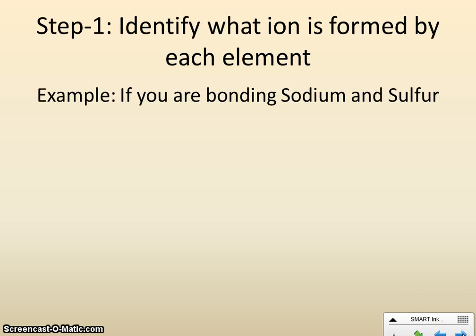Okay, so here's an example. And we're going to work on step 1 for this example. Let's say we want to bond sodium and sulfur. Okay, so our 2 elements, sodium and sulfur, first thing we need to do is identify what ion is formed by each of those. So look at your periodic table and see if you can figure out what ion does sodium form. Sodium's all the way over on the left side, and you'll see that sodium, when it forms an ion, will have a +1 charge. Sulfur, closer to the right side of your table, when sulfur forms an ion, it's going to have a -2 charge. Okay, so here we've completed step 1.